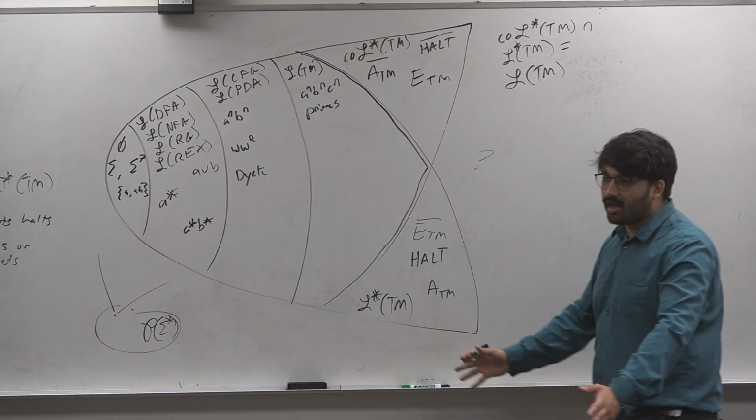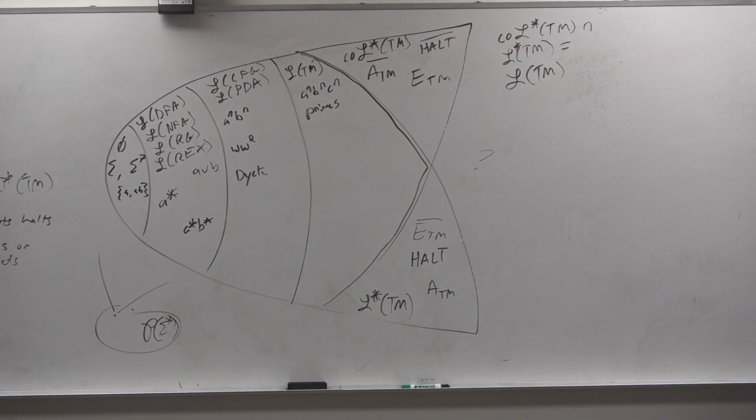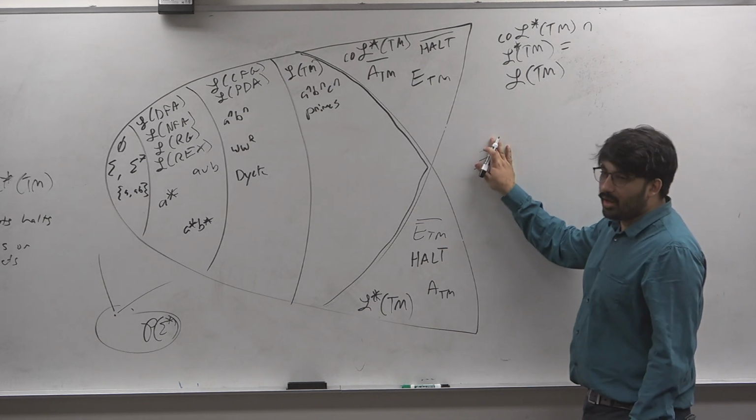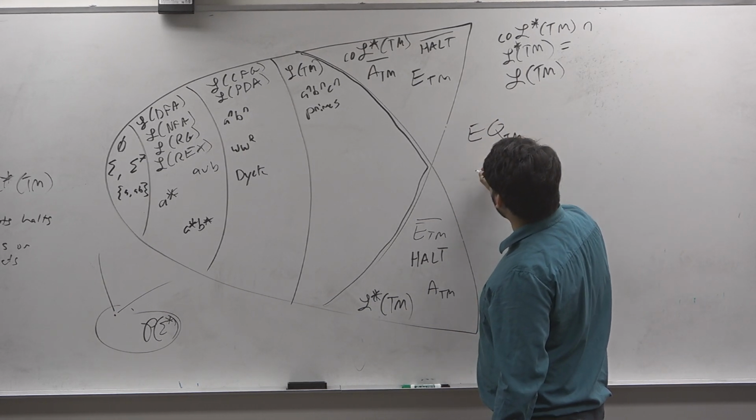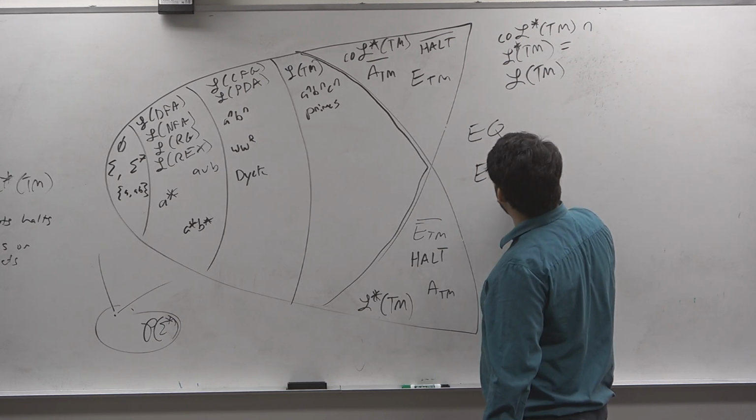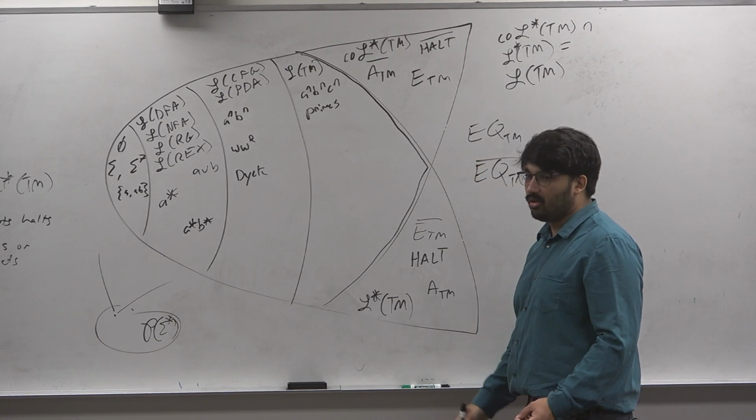The universe is vast, we can't see any of it. But I claim that there are problems we know that are way out here, and I'll just tell you, it's going to be EQ_TM is not even recognizable or its complement. You cannot even determine if two machines are going to be equal or not going to be equal.